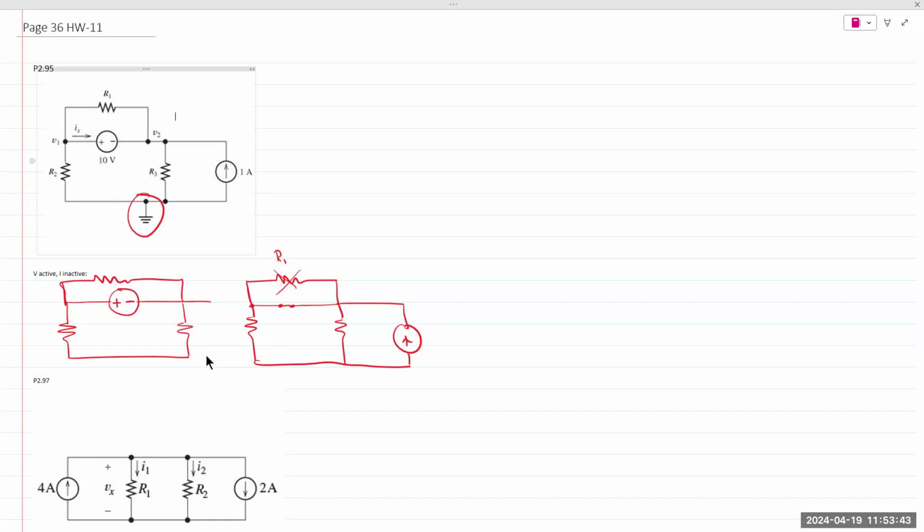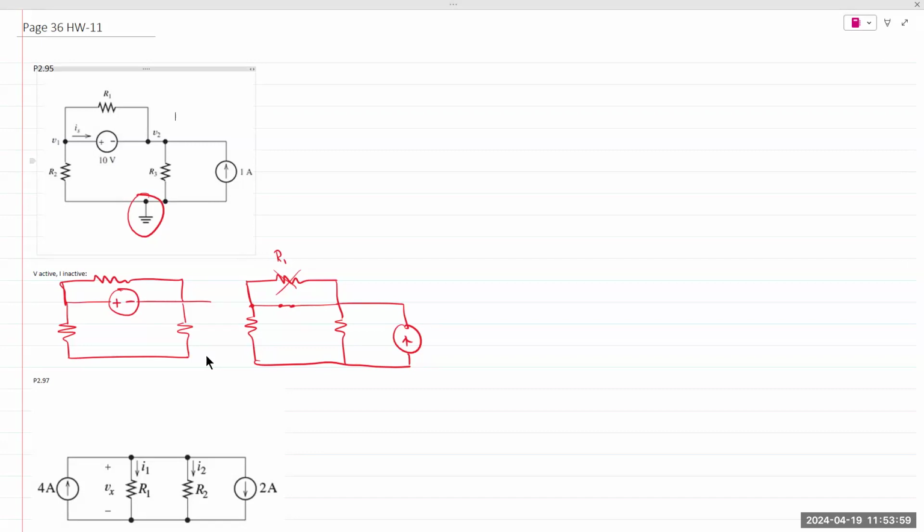But if it's superposition, you break it up first into individual pieces. Here we have two sources, so two individual pieces, analyze each circuit independently, add them up, and you have your final answer. Does that make sense? Right?